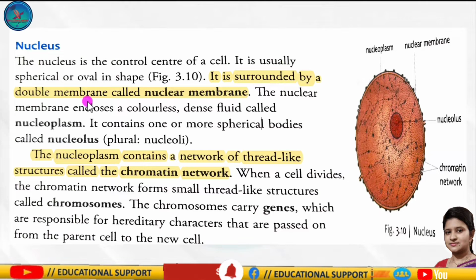It is surrounded by a double membrane called the nuclear membrane. You have to remember this line. The nuclear membrane encloses a colorless dense fluid called the nucleoplasm, and it contains one or more spherical bodies called nucleolus. So nucleoplasm and nucleolus are important. The nucleoplasm contains a network of thread-like structures called the chromatin network. When a cell divides, the chromatin network forms small thread-like structures called the chromosomes.